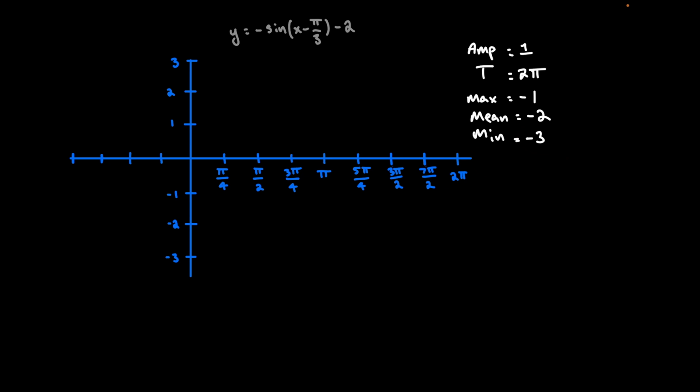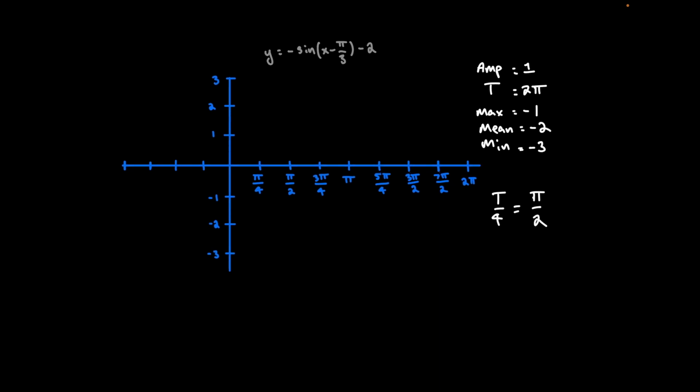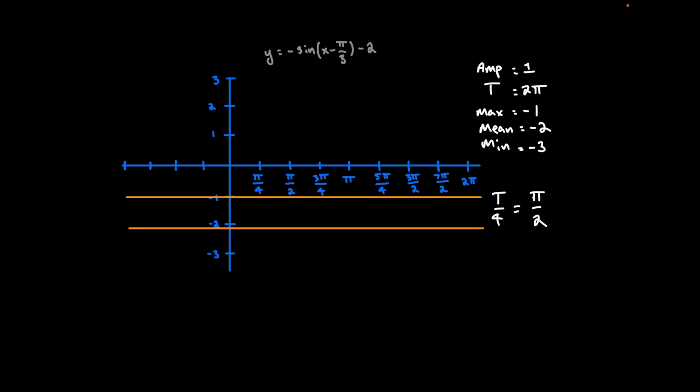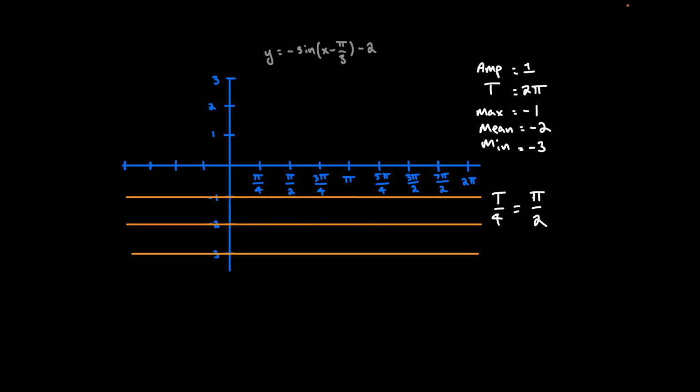So now that we have this, let us now do the period divided by 4. And the period divided by 4 is simply just pi over 2. So now let's get graphing. Let us now do our max lines, our min lines, and our mean lines. So our maximum is at minus 1. Our mean line is at minus 2. And our min line is at minus 3.